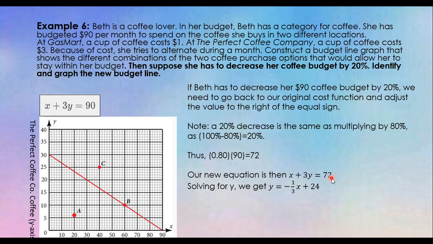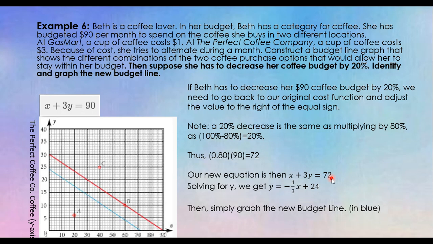Now we just have to graph it with a y-intercept of 24 and a slope still of down 1/3, negative 1/3. And here we are. Okay, here was our original cost function. Here's 24, down 1, 2, 3 to scale, and there we go, right? This is my new budget line. This was my original. This is my new budget line, and this is where we are.